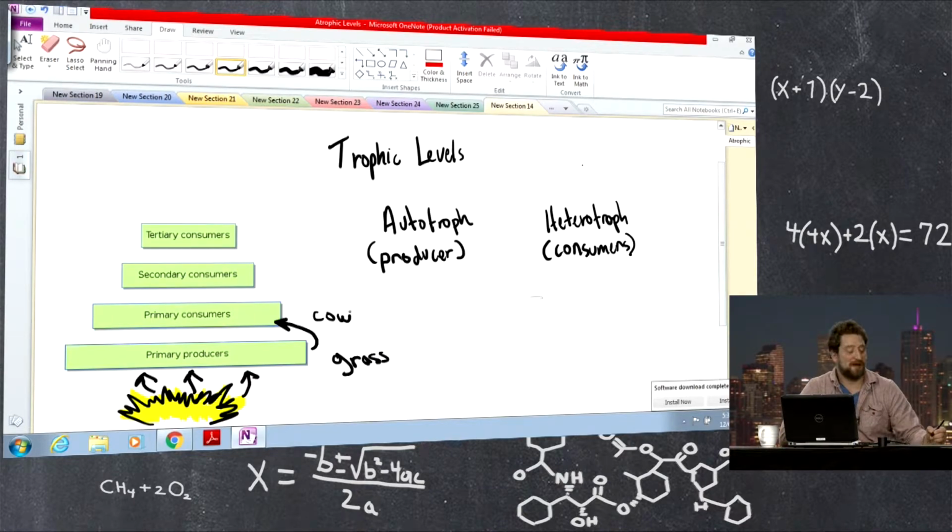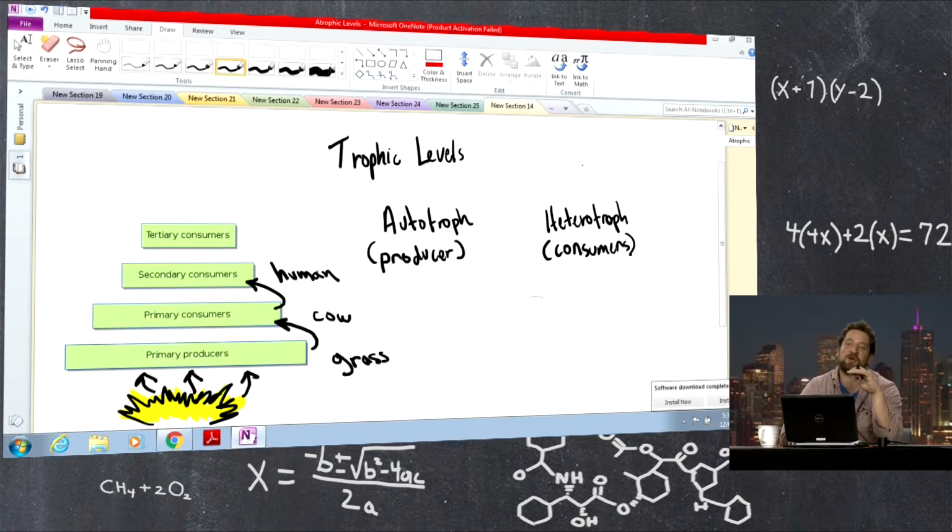And then to think of what would be a secondary consumer, we just have to imagine what would eat a cow, and that's fairly easy for us since we eat cow all the time, so I'll put human here as a secondary consumer.